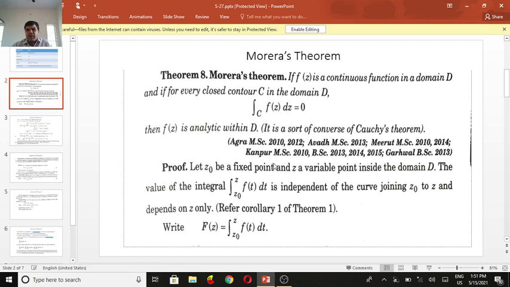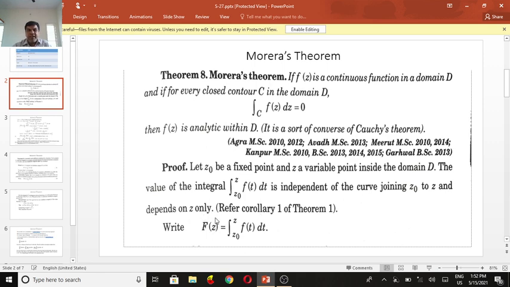Let z0 be a fixed point and z be a complex variable point inside the domain D. Suppose we take a unit circle, we fix z0, and z is a complex variable point lying inside the domain D. The value of the integral from z0 to z of f(t) dt is independent of the curve joining z0 to z, and depends on z only.